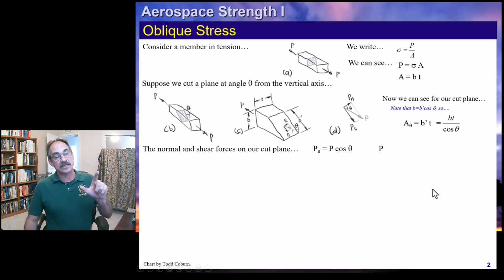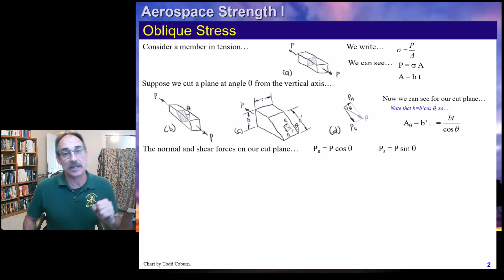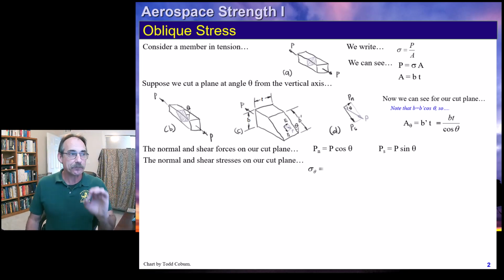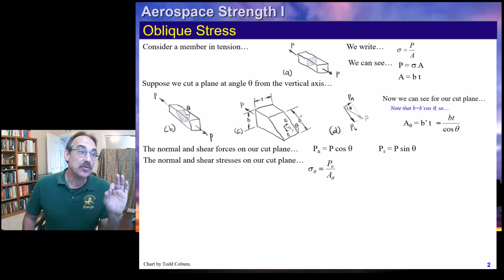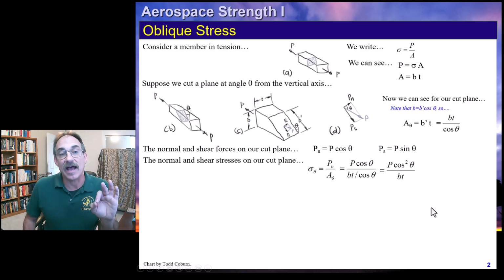Now, let's look closer at the normal and shear stresses. We can evaluate the magnitude of those from simple trig. The normal force is just P cosine theta, and the shear force is simply P sine theta. Our stresses now are those forces, the normal and the shear, divided by that angled area, which we can plug in and write the stress like this and simplify it into this form.